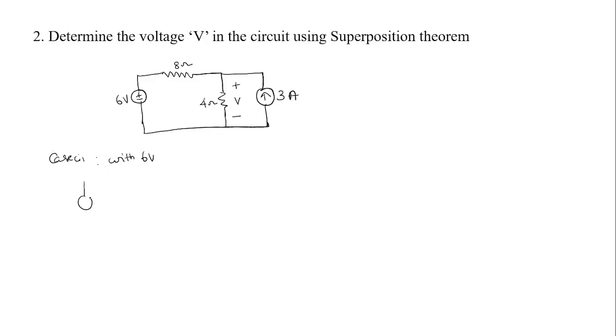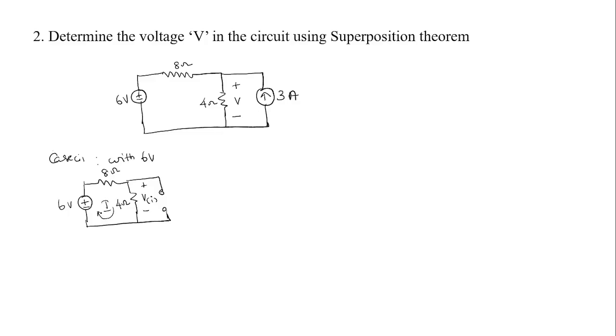We'll keep the 6 volt source as such and open this one. The current source is made 0 by opening the circuit. So here we have 4 ohms and 8 ohms. In the first case, we consider V1, which is the voltage across this 4 ohms resistor in case 1. Here this is open, so the current is 0, and we have only one loop.